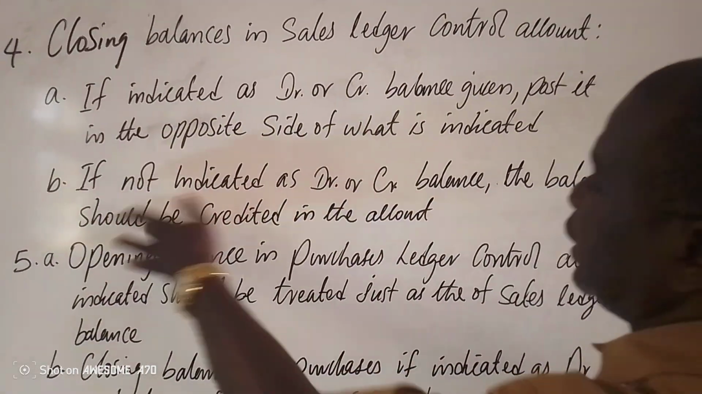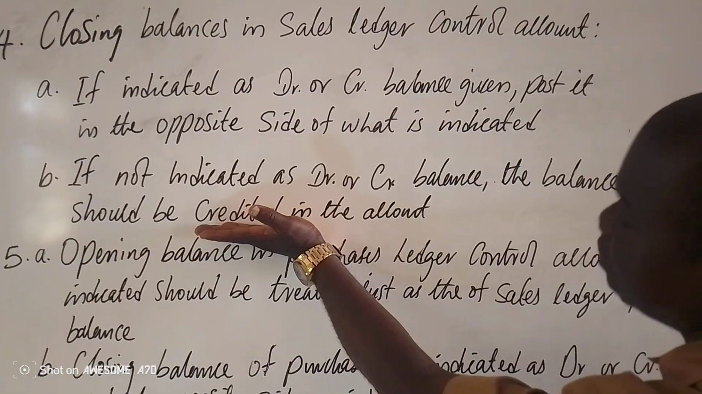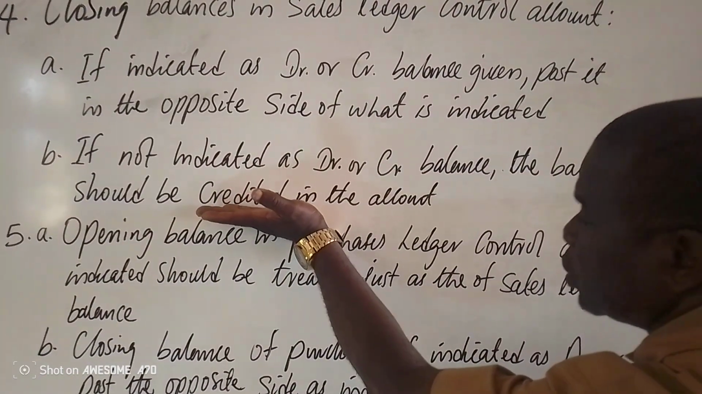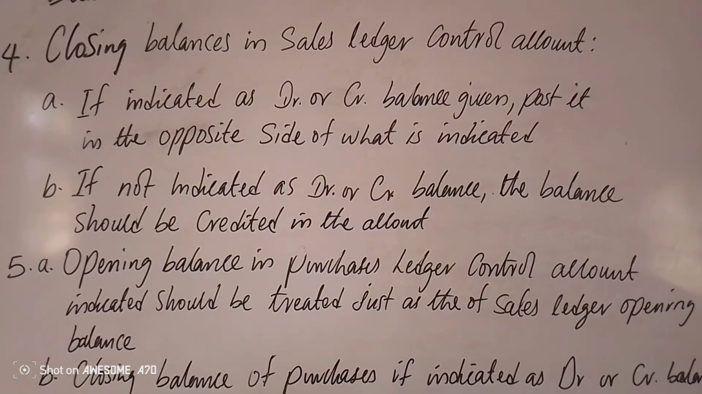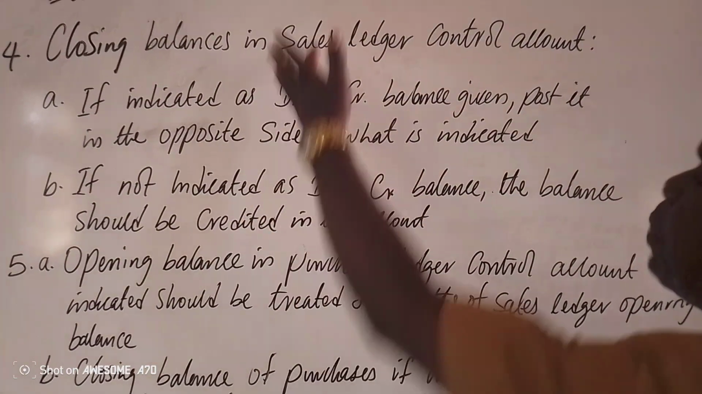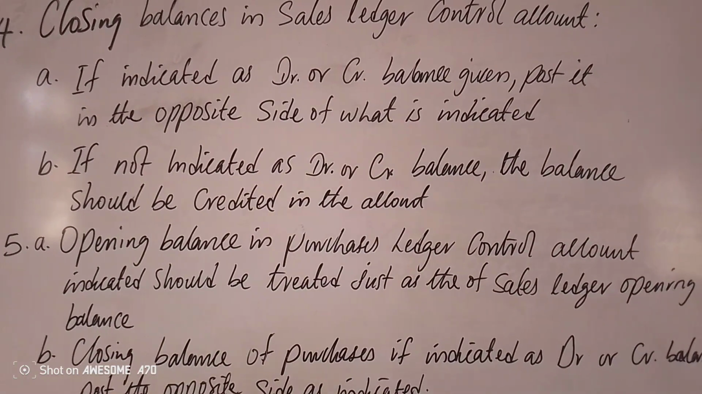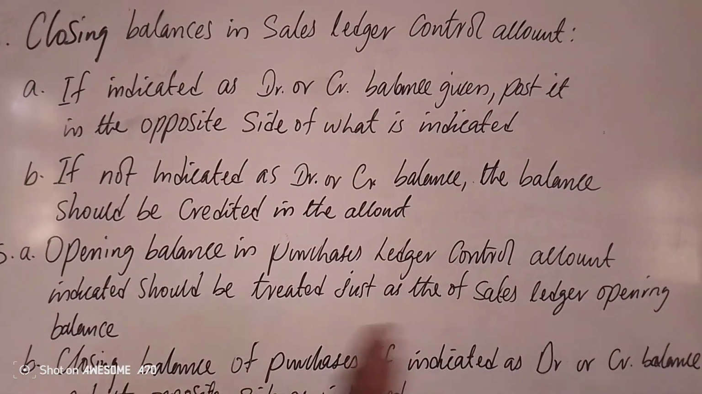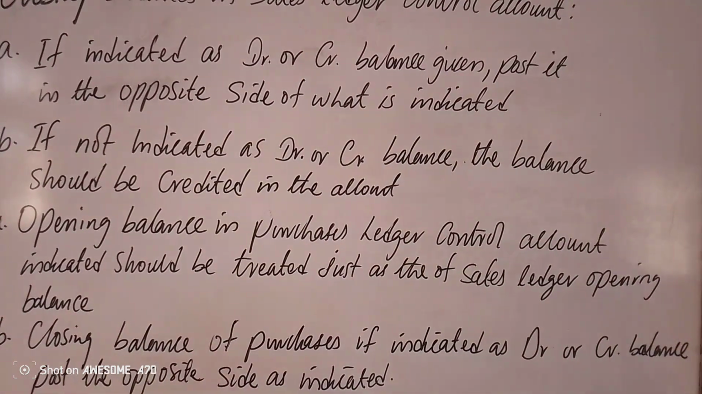But if not indicated, you must post it in the credit side. If not indicated, you must put the closing balance of sales ledger in the credit side. What are we talking about here? It is just like the principle that says all balances brought forward of all assets are debited. So here, all balances carried down of all assets are credited.